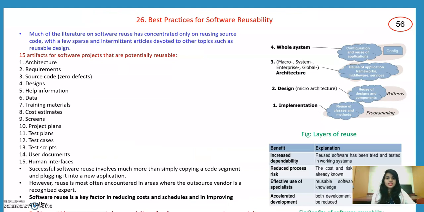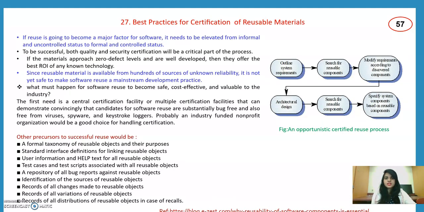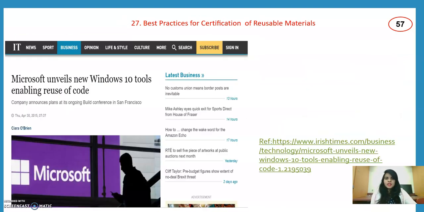And the next best practice is software reusability. Software reusability is very important, because it helps reduce the cost of the software project. And for reusable products, we need to have certification of the reusable materials. This is the other best practice. If reuse is going to become a major factor for software, it needs to be elevated from informal and uncontrolled status to formal and controlled status.